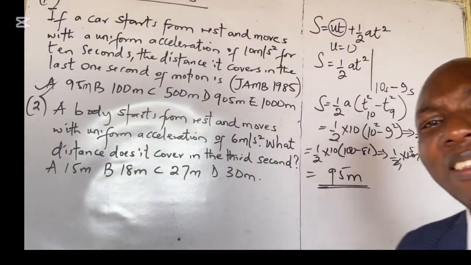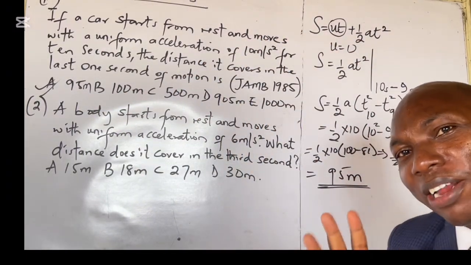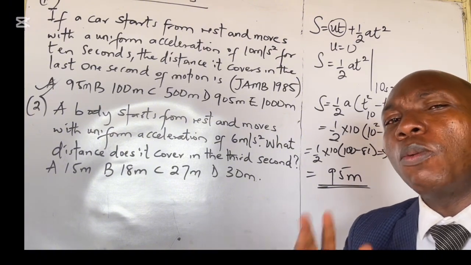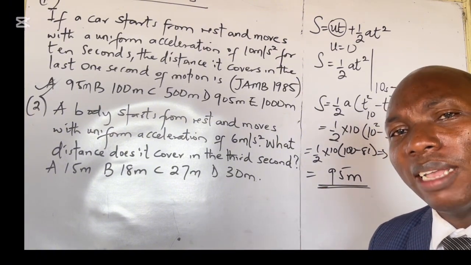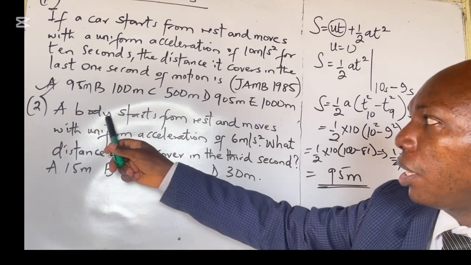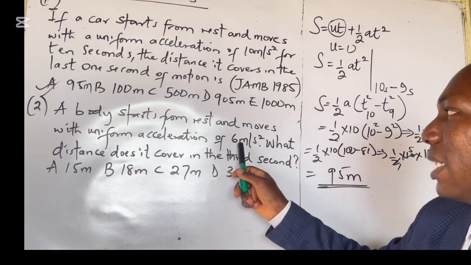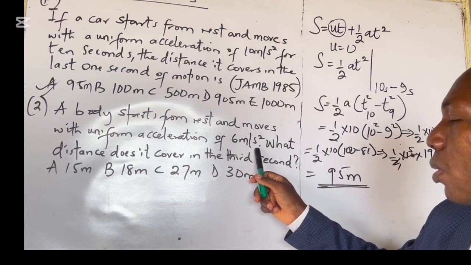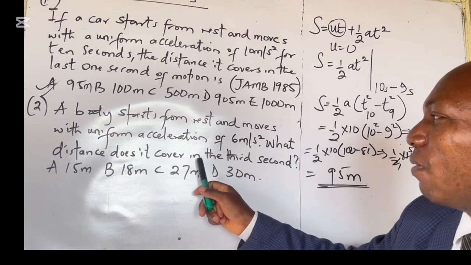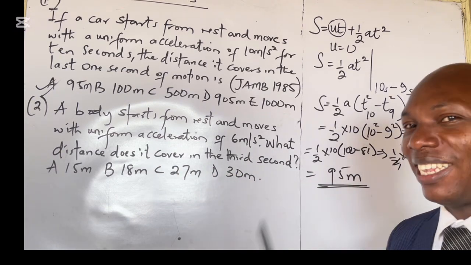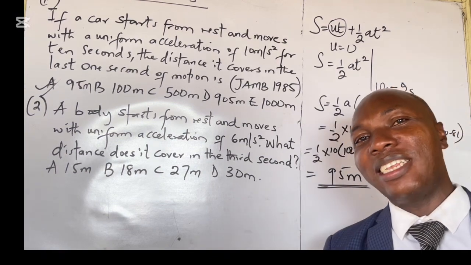So I hope you have gained something in this video. But to test our knowledge, if we truly understand what JAM really tests on, let's see this question. A body starts from rest and moves with uniform acceleration of 6 meters per second square. What distance does this cover in the 3rd second? Let's see our understanding of the topic.